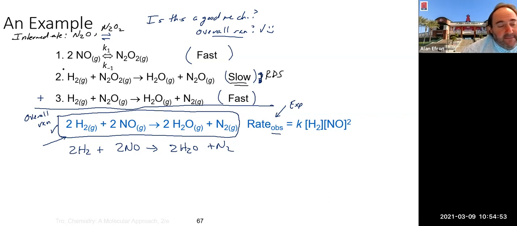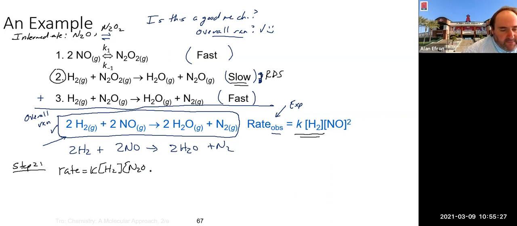It would be this guy, because he is labeled really the slow step. So in this mechanism, step number 2 here would be the rate determining step, which means when we write the rate law for this guy, it should have a rate law that matches the one that was found experimentally if this is a good mechanism. So let us write the rate law for step number 2. Just like we've done before, the rate would equal k times our reactants, which in this case would be H2 and N2O2.